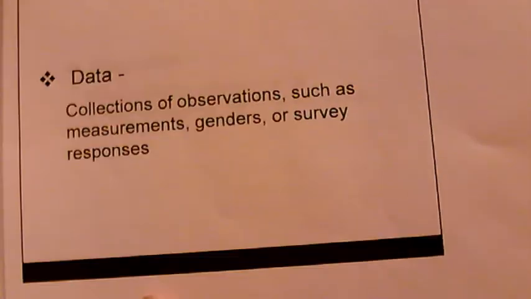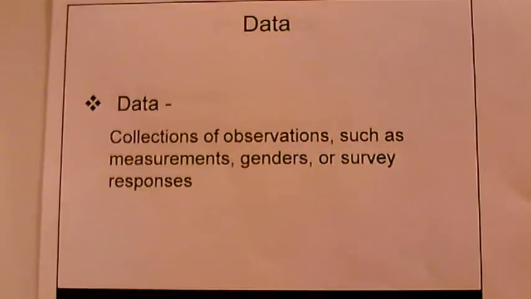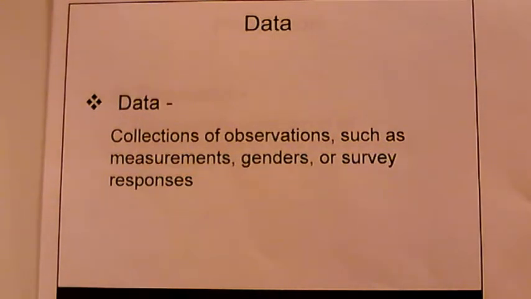Now let's talk about what data is to begin with. It is collections of observations such as measurements, genders, or survey responses. So data could be measurements, like if you want to measure the height of 30 individuals in a particular class. Genders could be male, female, and then you might do a survey and use those survey responses as a way of collecting data.